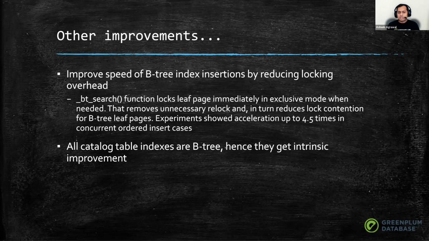Also to note, BTREE indexes are used for most of the catalog tables internally. So all these gains, improvements and reductions in size are also applicable and intrinsically improve all catalog scans and those kinds of things. These improvements are not just for user tables. All these BTREE index improvements help catalog table BTREE indexes as well.